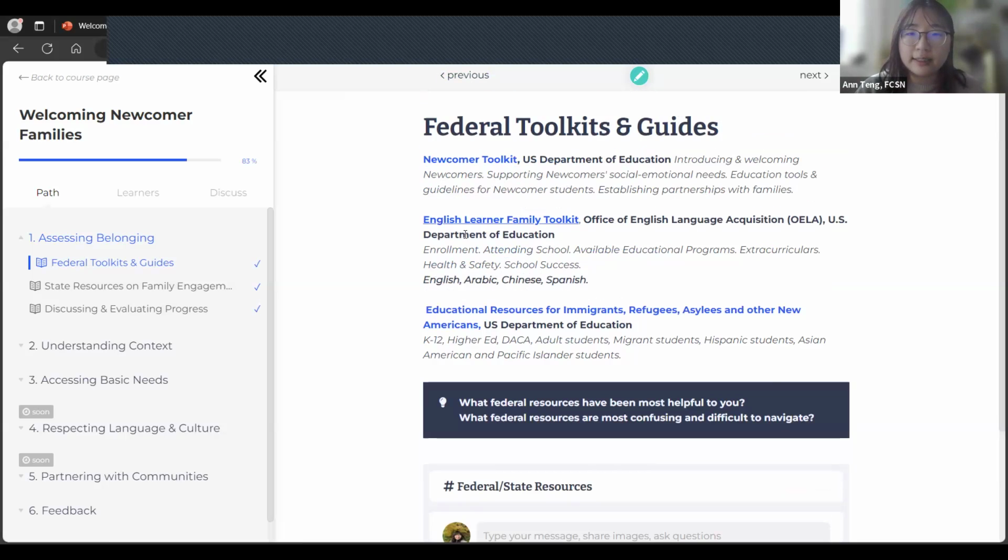The second one is the English Learner Family Toolkit. This consists also of 5 chapters, and this is directly in response to what the family needs. So it goes over enrollment, attending school, available educational programs, extracurriculars, health and safety, and also how to promote school success on the family's end. It is available multilingually in English, Arabic, Chinese, and Spanish.